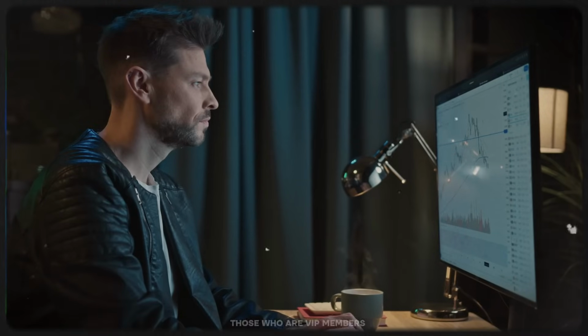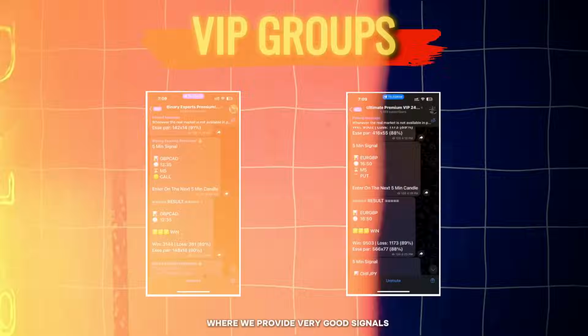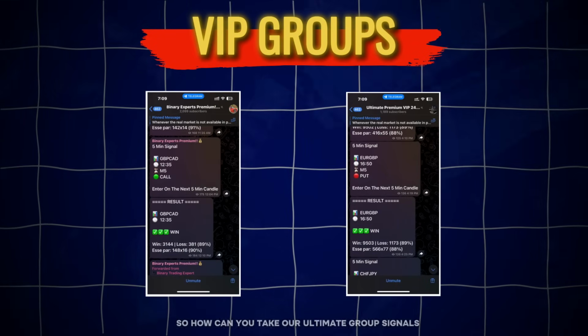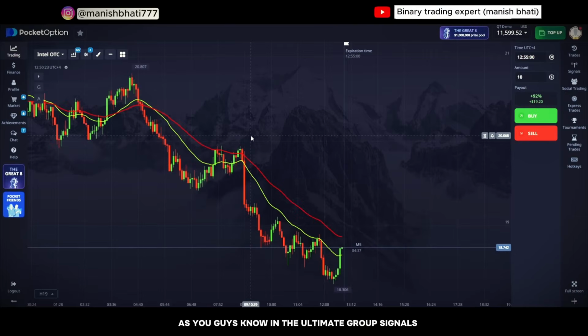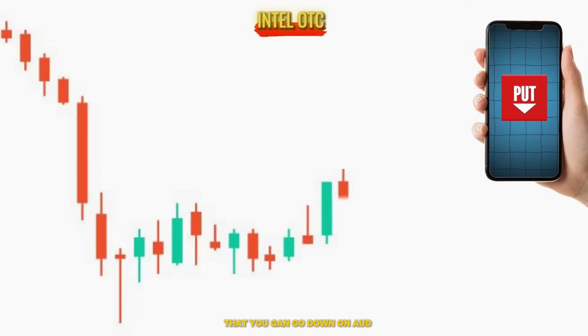Those who are VIP members already know that we have 2 premium groups that run 24 hours a day, where we provide very good signals. So how can you take our ultimate group signals? As you guys know, in the ultimate group signals, we provide a trade 20 to 30 seconds before the candle starts. Suppose the candle is running and the ultimate group gives a signal that you can go down on AUD CAD or Intel OTC. Just for the example, I'm saying I give a trade on Intel OTC.